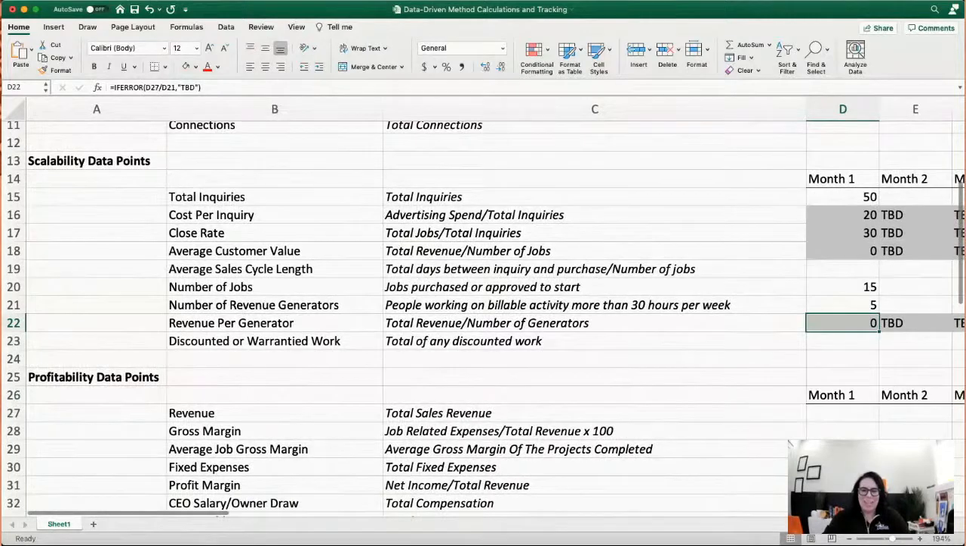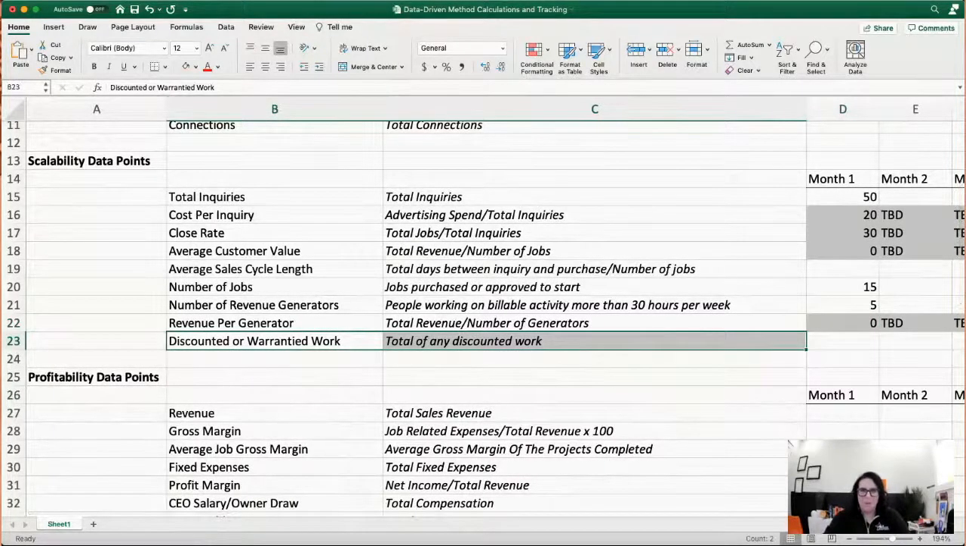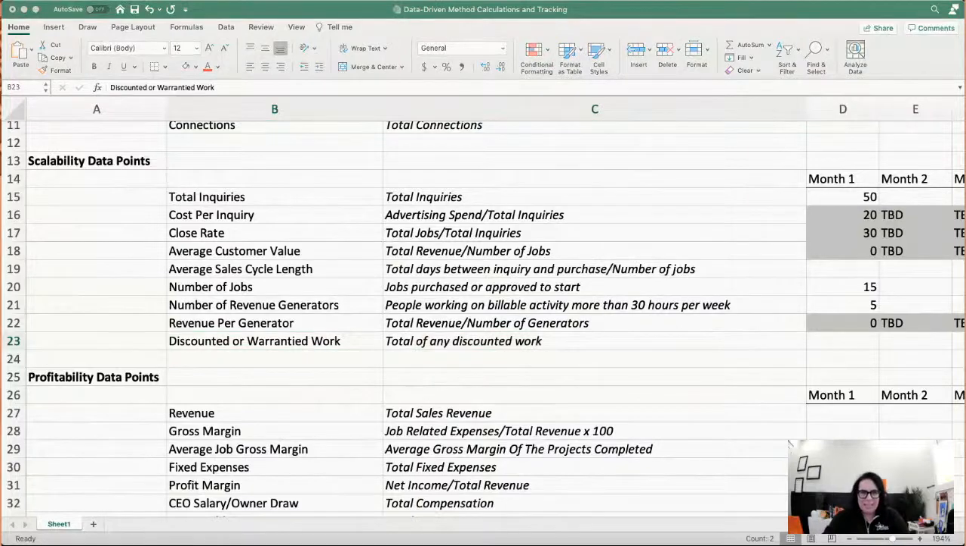And the last one is looking at discounted or warranted work. One of the things when we scale is we really start to see when things get a little messy. And that means that often something slips through the cracks, or you've hired someone new and maybe their training wasn't as great as you thought, and so we have to go back and fix work, or we have to discount something because someone's unhappy. So the last metric we're tracking is looking at that. How much discounted work is there? Because we obviously don't want that number to increase and increase. We want that number to be decreasing or staying very stable.